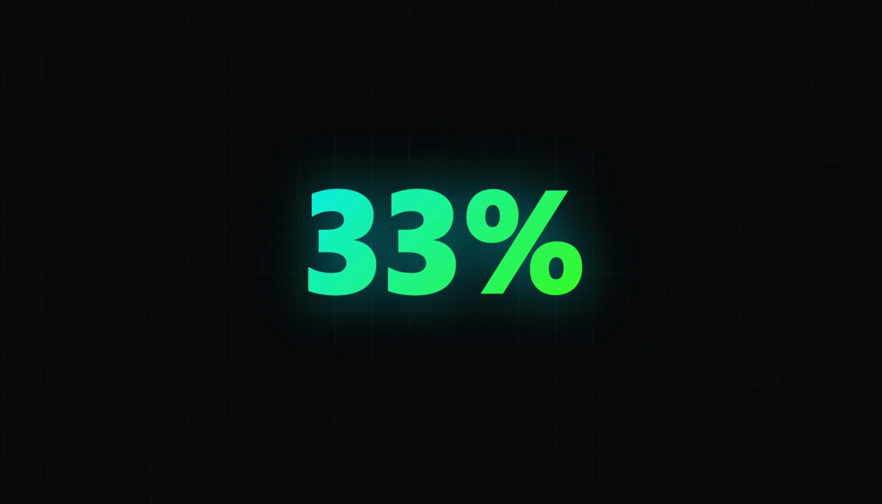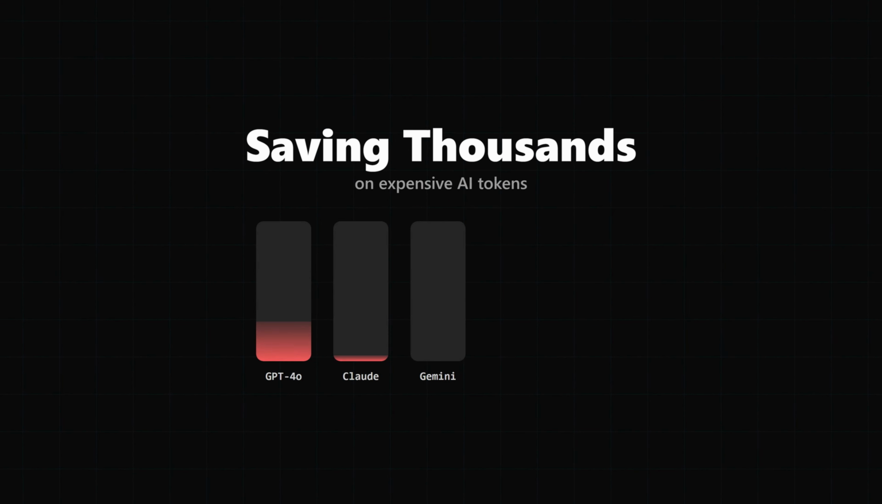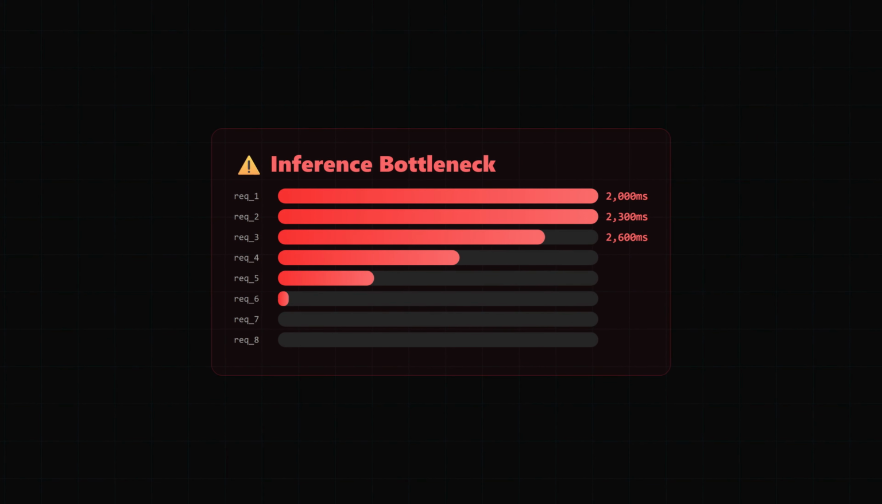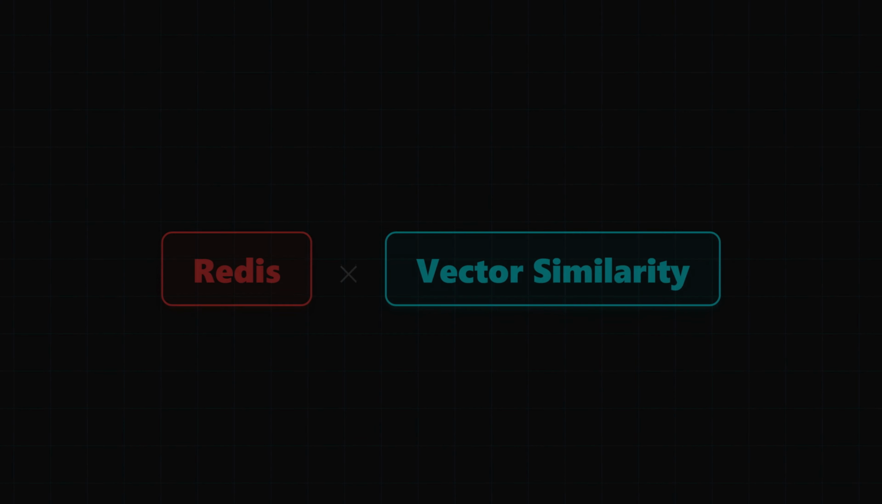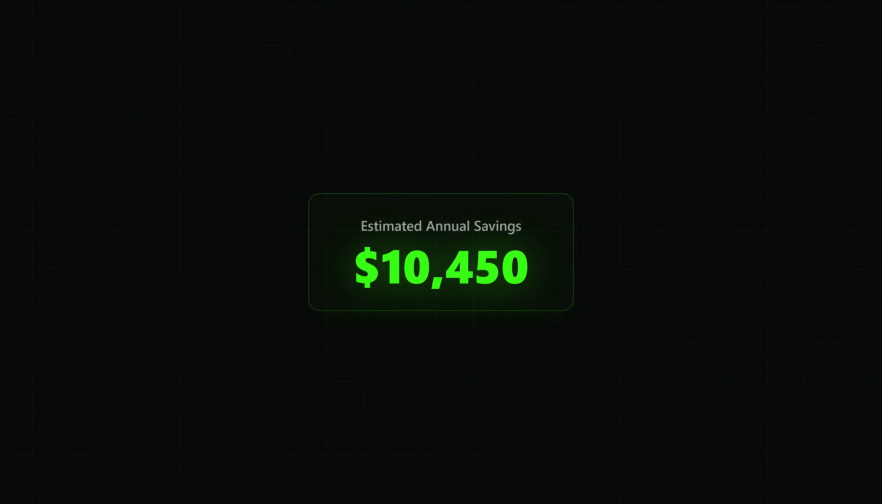What if you can cut your AI agent's latency by 90% and save thousands of dollars on expensive LLM tokens? LLM APIs are one of the most time-consuming parts of an AI workflow, and in this video, you'll learn how to leverage Redis for semantic caching to speed up your AI agent and save cost.